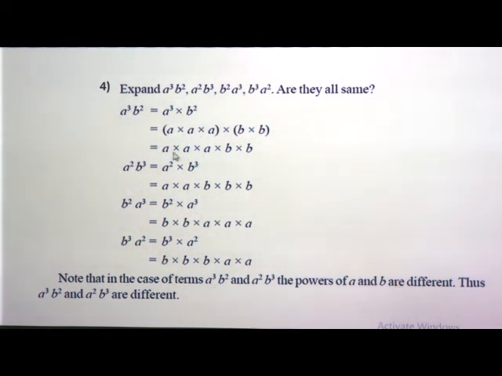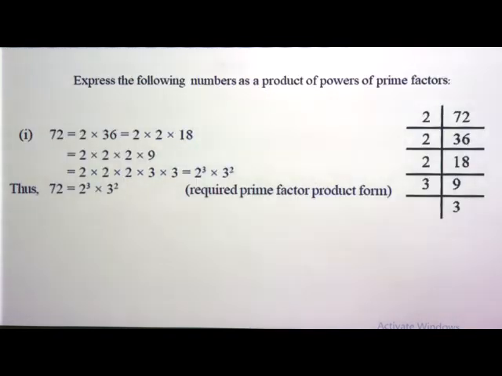Now, you can say that when the powers are different, here we have 2 terms that we considered, that is a cube b square and a square b cube, they are different. So, in this way by expanding we can find out whether they are same or different.